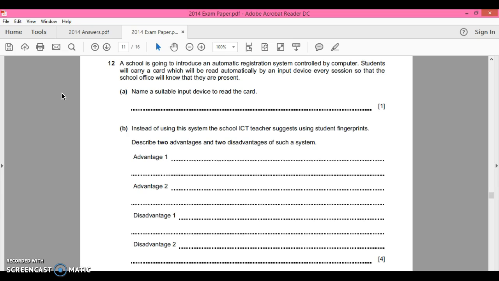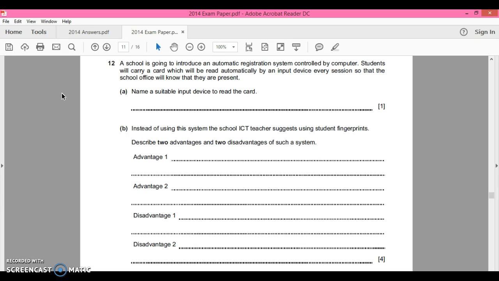The school is going to introduce an automatic registration system controlled by a computer. Students will carry a card which will be read automatically by an input device every session so that the school office will know they are present. Name a suitable input device to read this card.